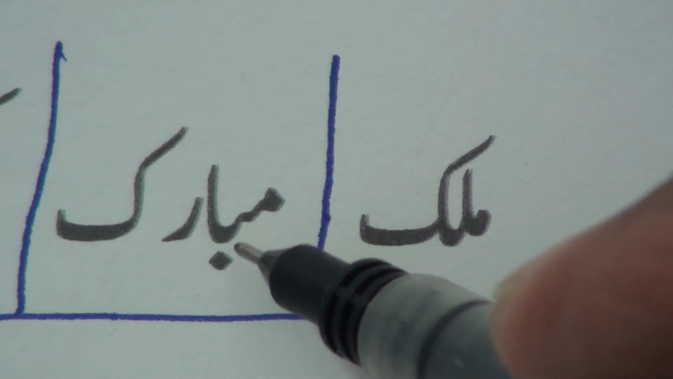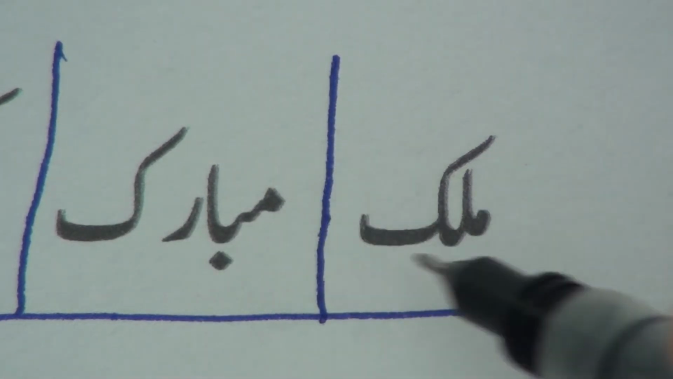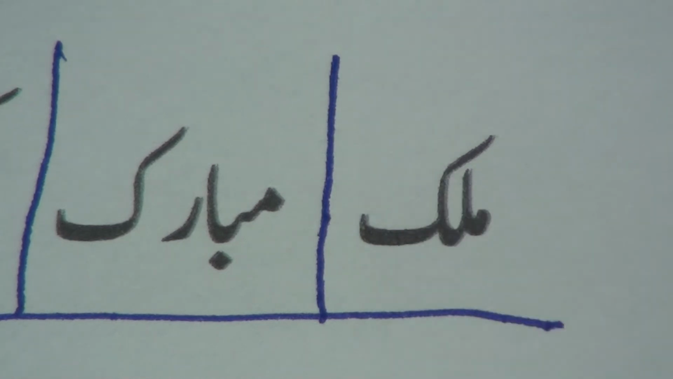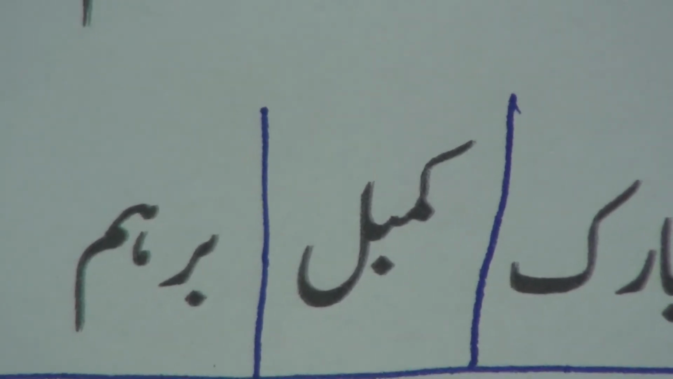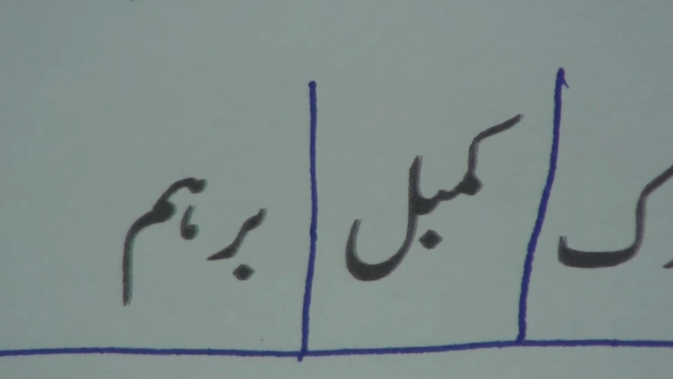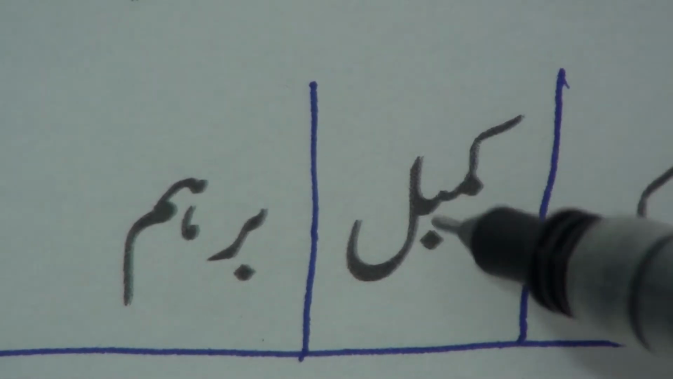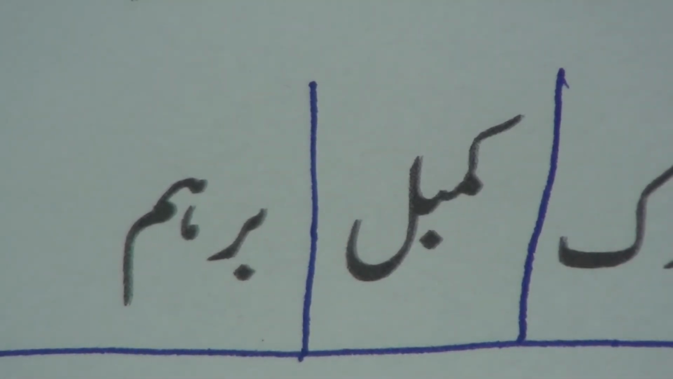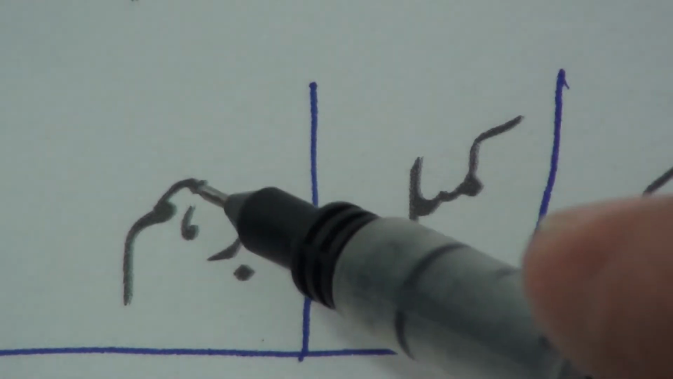Here, mubarak. Mim be alif re kaf. This is also mim and this is also mim. Mubarak means blessed. And kambal. Kaf mim be lam, kambal. Kambal means blanket. And then it is barham. Be re he mim, barham.